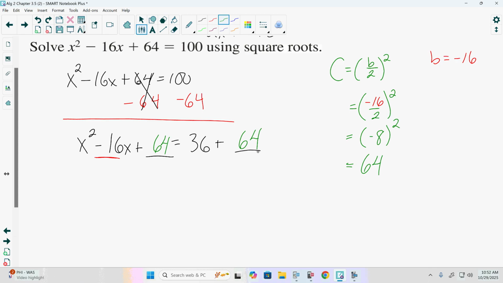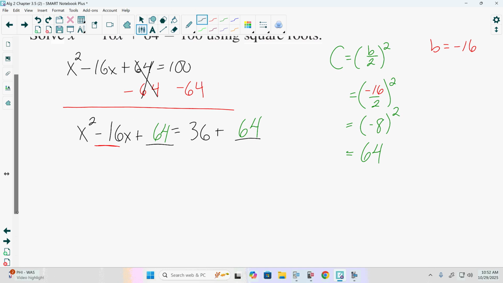And again, I'm showing this because if we did not know, if we did not look at it and see that, okay, x squared minus 16x plus 64 is a perfect square trinomial, we can still move the 64, find the value of c that is 64. And it's okay, it is telling us it's a perfect square trinomial.